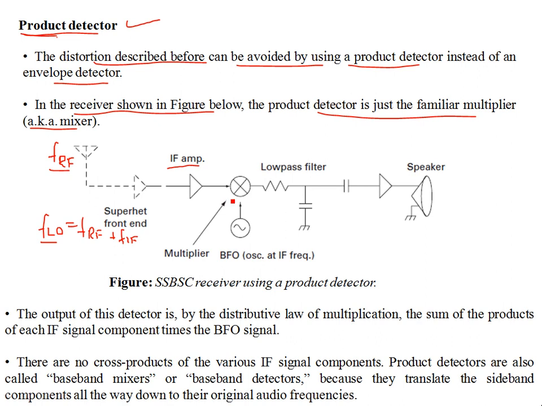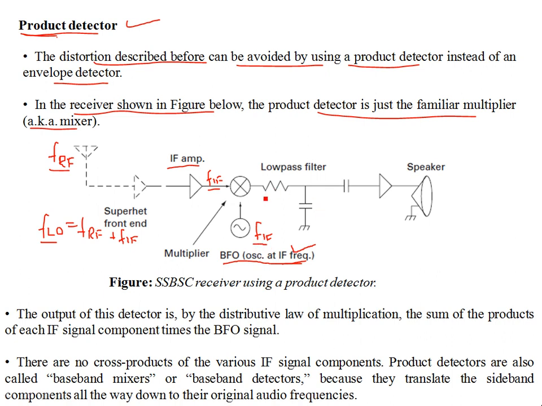Therefore, in a product detector you employ a beat frequency oscillator that produces a tone at IF frequency, and therefore you shift the spectrum down to the baseband. So this is f_IF, and you have f_IF over here as well. The difference of these two frequencies is 0. That is, we are going to shift the audio down to its baseband.